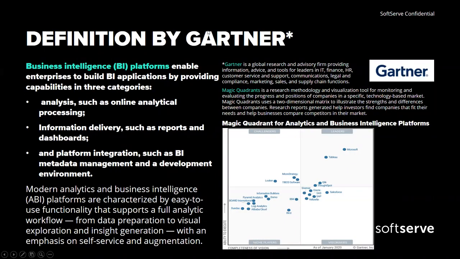So it's Gartner, a big company which provides insights and analyzes companies each year. And the definition by them: business intelligence platforms enable enterprises to build BI applications by providing capabilities in three categories. It's analysis, such as online analytical tools, information delivery, such as reports and dashboards, and platform integration, such as DI, metadata management and the development environment.